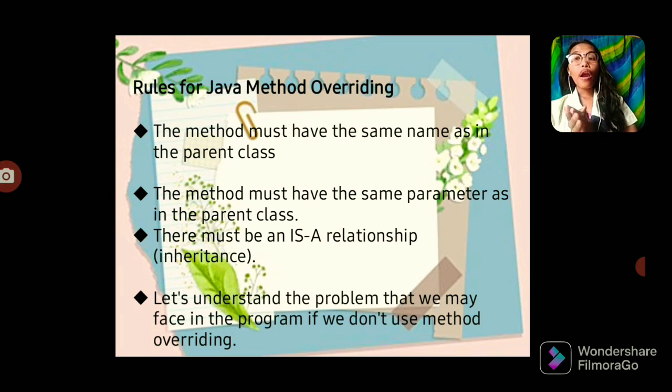So, there are rules of Java method overriding. First, the method must have the same name as in the parent class. Second, the method must have the same parameters as in the parent class. Third, there must be an IS-A relationship, or inheritance. The fourth, or the last rule of Java method overriding, is let's understand the problem that we may face in the program if we don't use method overriding.